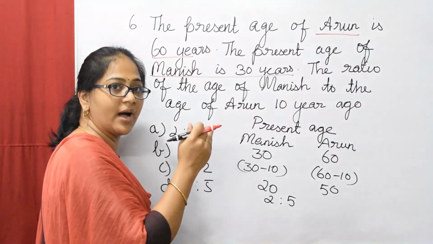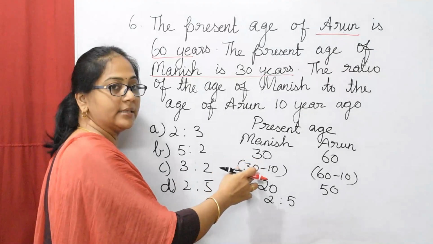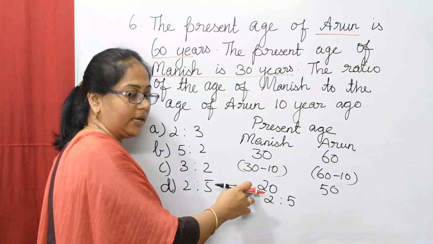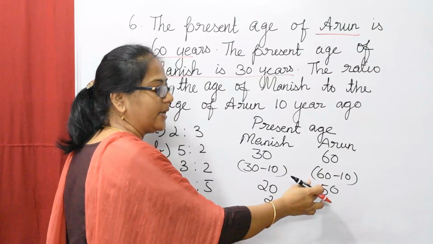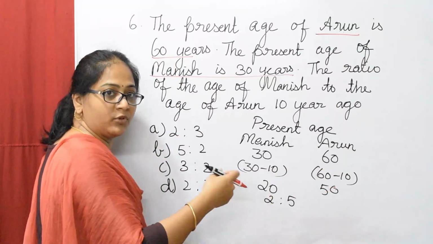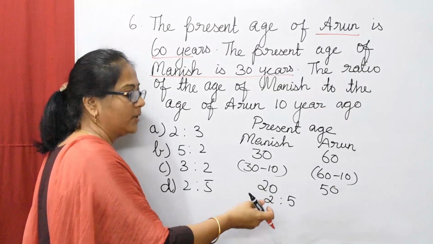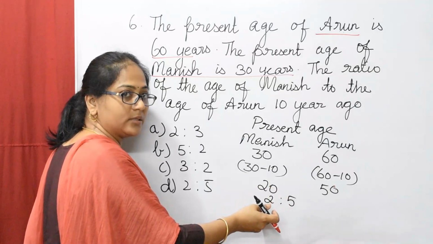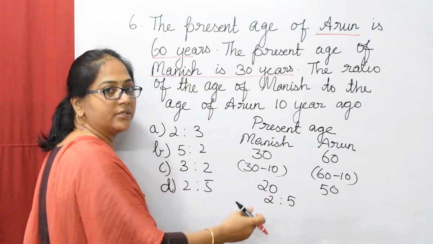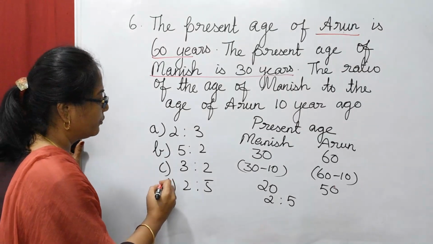But the question they have asked here is 10 years ago. Means 30 minus 10, his age will be 20, and 60 minus 10, Arun's age will be 50. Now we have to simplify it. So we can simplify using 10 tables. 20 divided by 10 is 2 and 50 divided by 10 is 5. 2 is to 5 will be our answer. So 2 is to 5, option D.